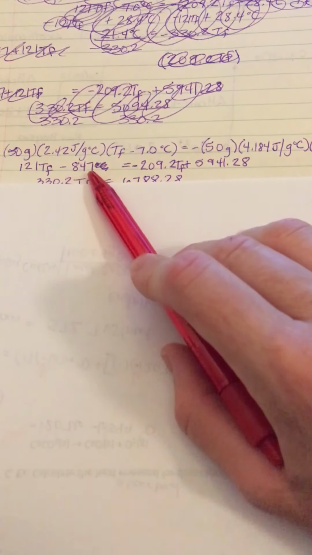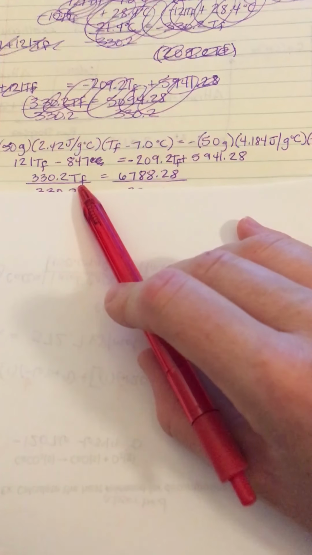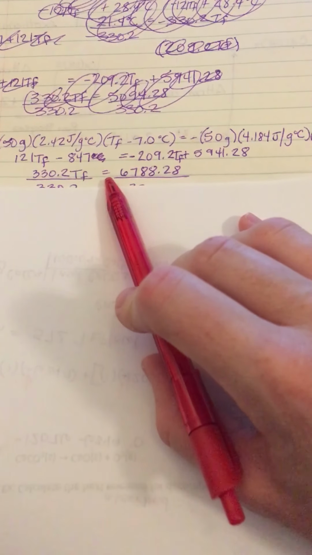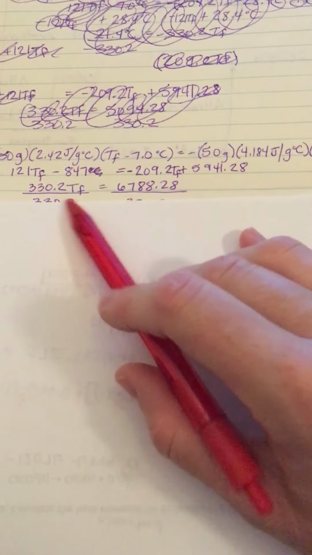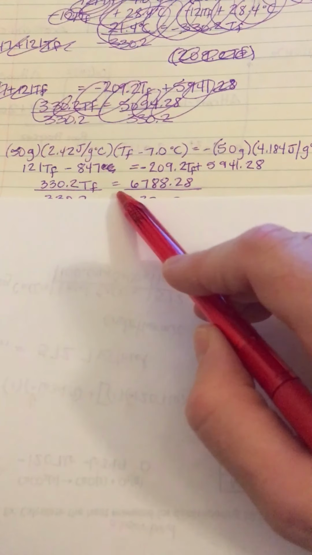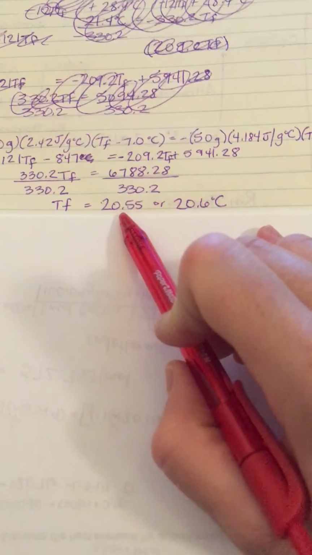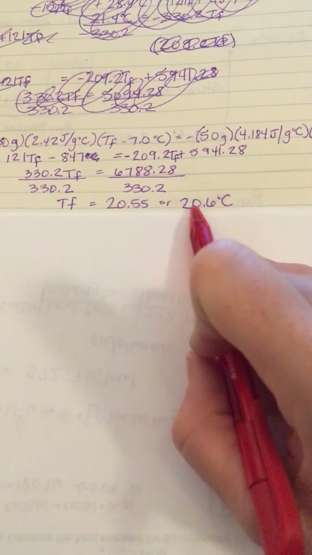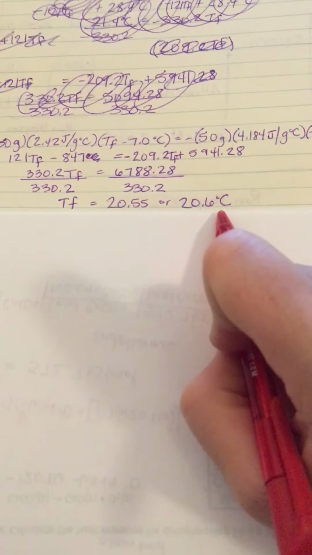And when I balance this a little more, I bring the 209 over to this side, and I add 847 to this side, and I get 330.2 T final, temperature final, equals 6,788.28. Divide both sides by 330.2 to get T final by itself. And that comes out to 20.55, or rounding to 3 sig figs, 20.6 degrees Celsius. And that's your final answer.